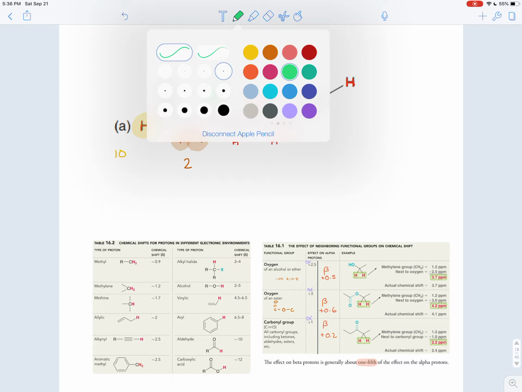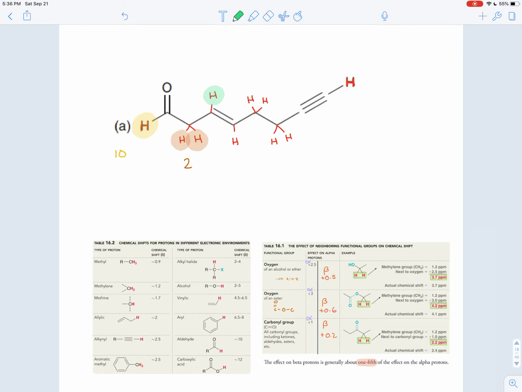So what type of hydrogen is it? Where would we expect that to cast a shadow? Well, that's a hydrogen on a double bond. In other words, that's a vinylic hydrogen. And vinylic hydrogens appear between 4.5 and 6.5 in an NMR spectrum.